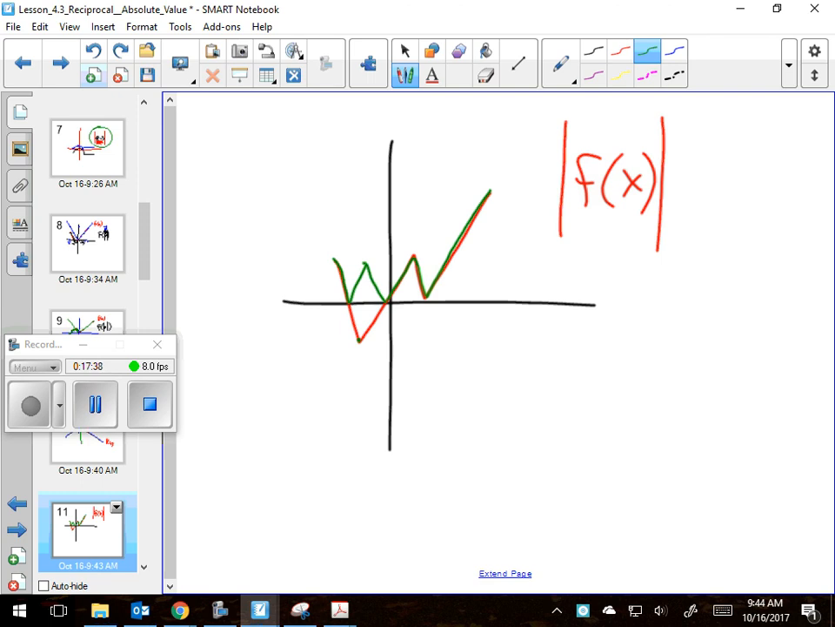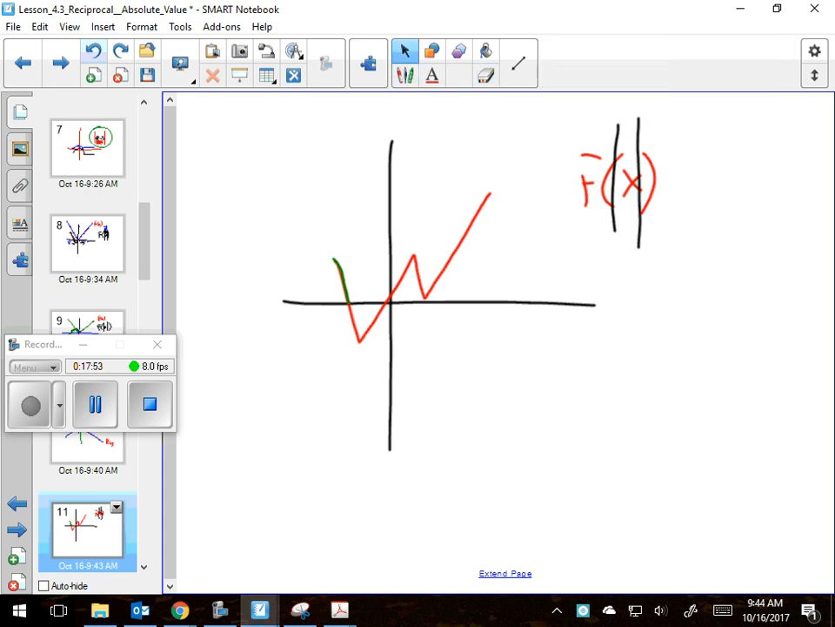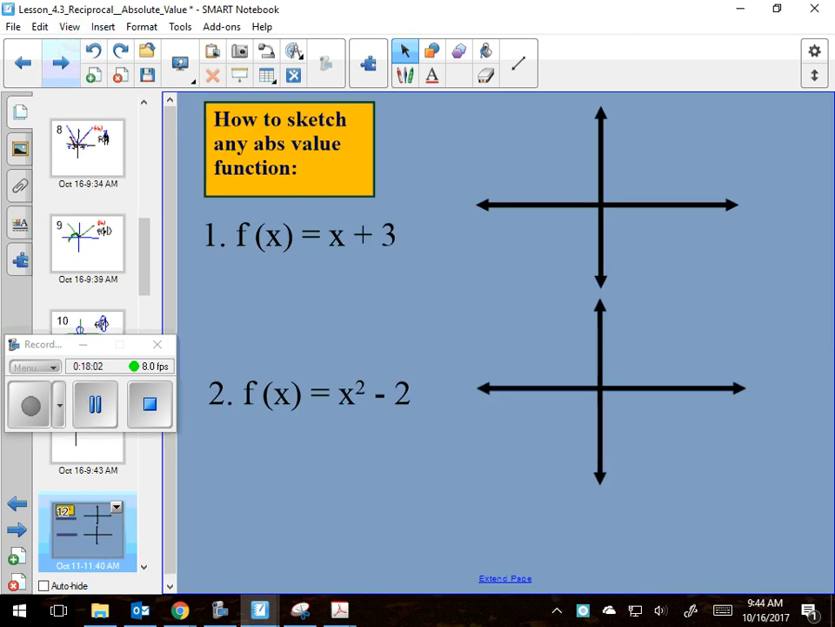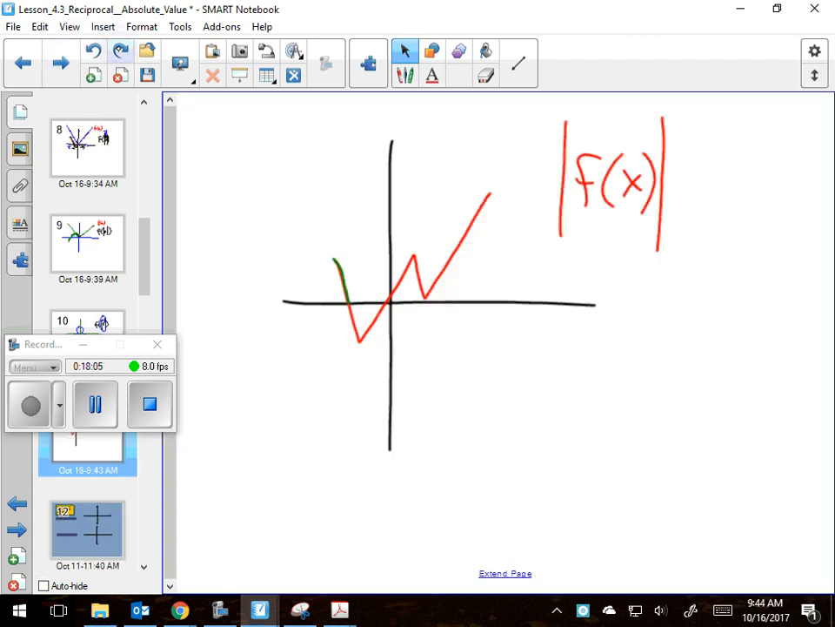Okay, good. Then let's take that same nasty squiggly thing and say, what would it look like if we do absolute value of the inside? Do you want a review of what the answer looked like? Okay, I'll put it back up. The green one there. Okay? All right. Now we're doing the absolute value of the inside.